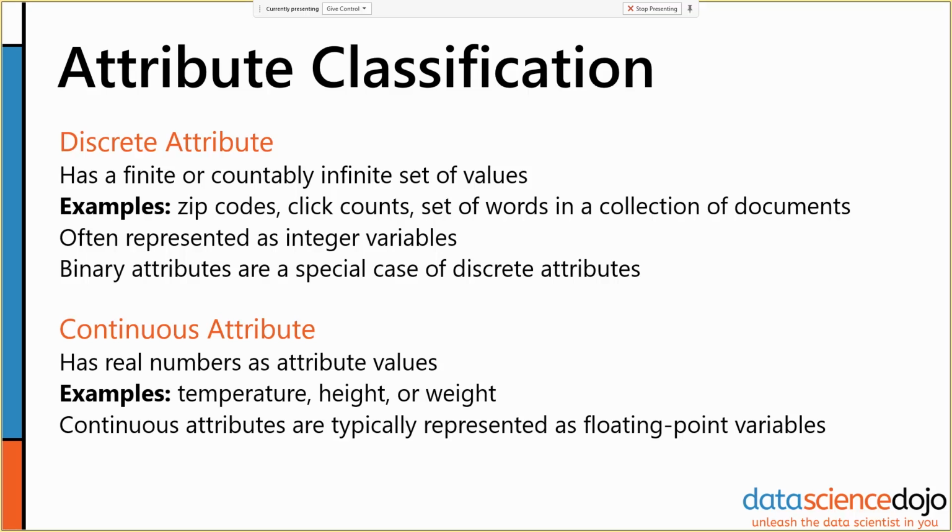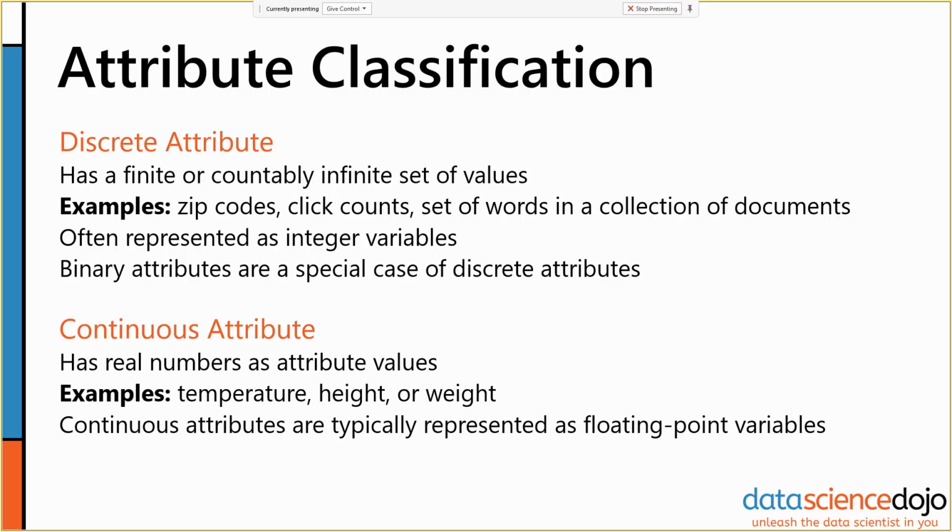Usually we represent these as integer variables, and binary attributes are a pretty special case of discrete attributes that we end up having to handle differently in some cases. Binary attributes have only two values, and we might call those yes or no, dead or alive, 1 or 0, and those kinds of columns are a special case. In some contexts, we really like them. They make things easier. In other contexts, they can be problematic, which is pretty much everything.